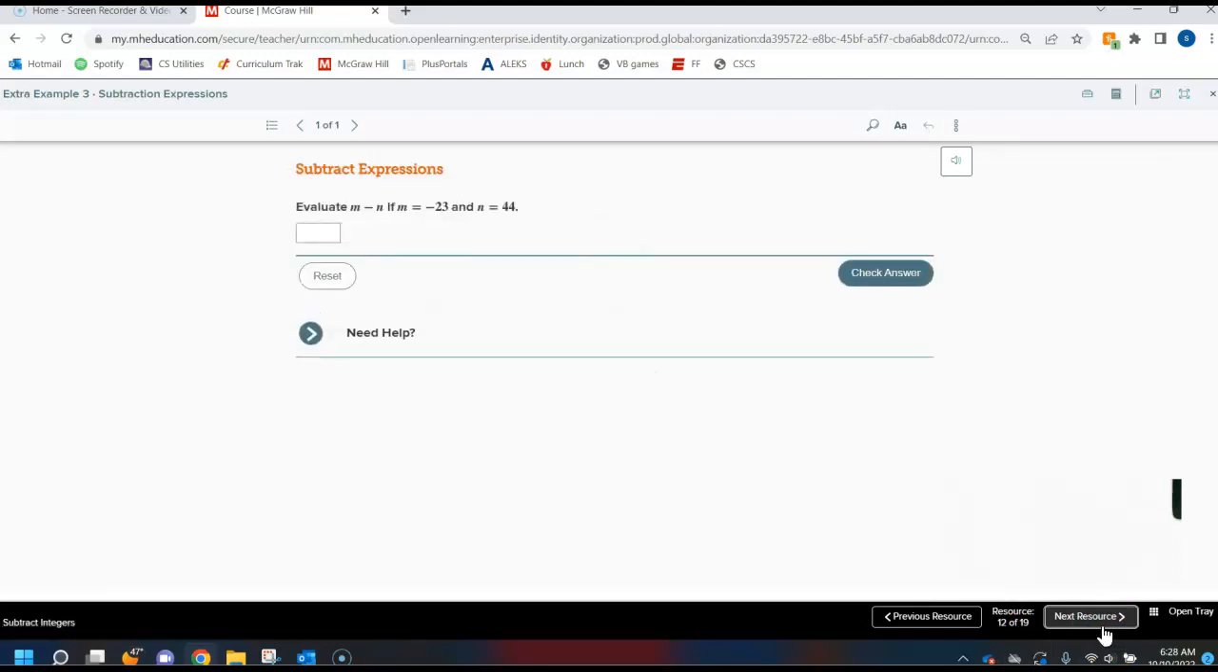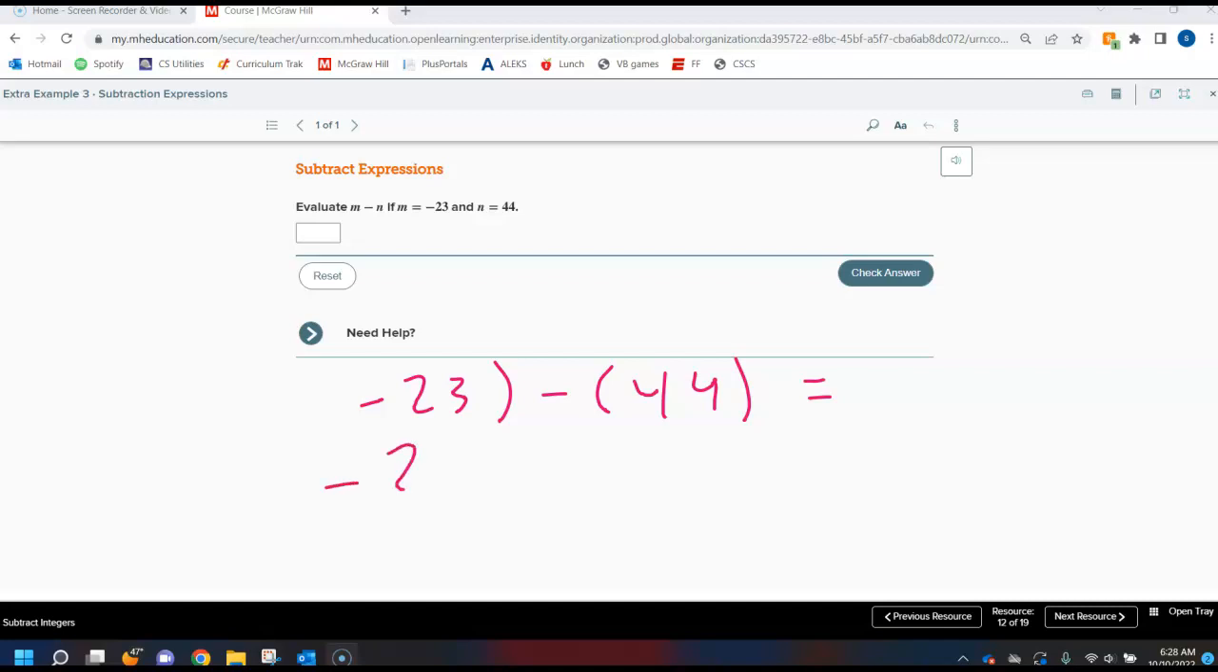So let's look at another example here. If m is negative 23, so I'm going to use parentheses there, and n is 44, what does this equal? So negative 23 minus 44. We could write this as negative 23 plus negative 44. And again, since now we have a negative plus a negative, we would add those two numbers, and that is 67. But since they're both negative, my final answer is negative 67.